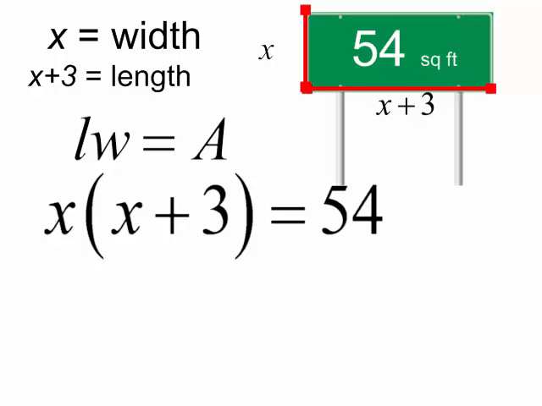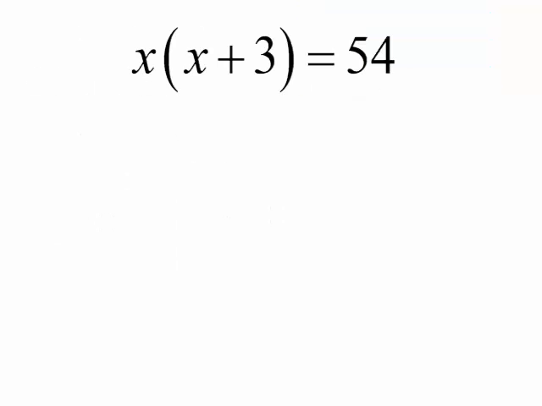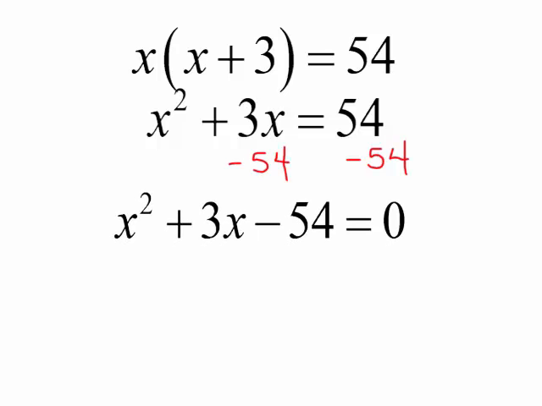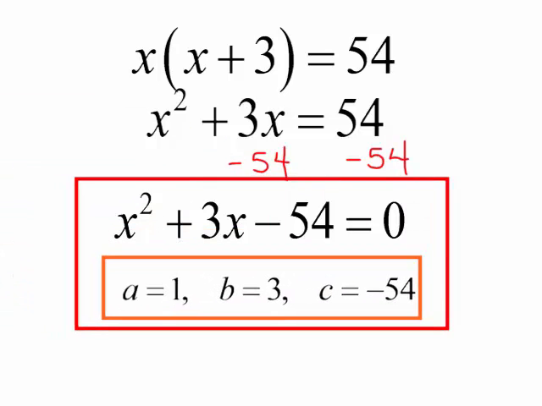Let's do a little math to put it in standard form. When I do the distributive property, x times x is x squared, x times 3 is 3x, and that will equal 54. In quadratic equations, we want everything on one side. We want it equal to 0. So I'm going to subtract 54 from both sides. I now have x squared plus 3x minus 54 equals 0. This is a quadratic equation in standard form. In this equation, my a is equal to 1. My b is equal to 3, and c is equal to negative 54.